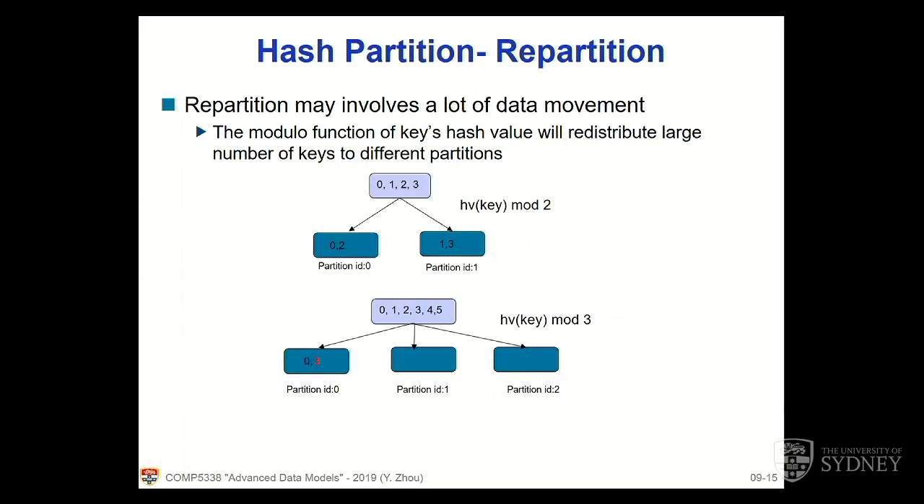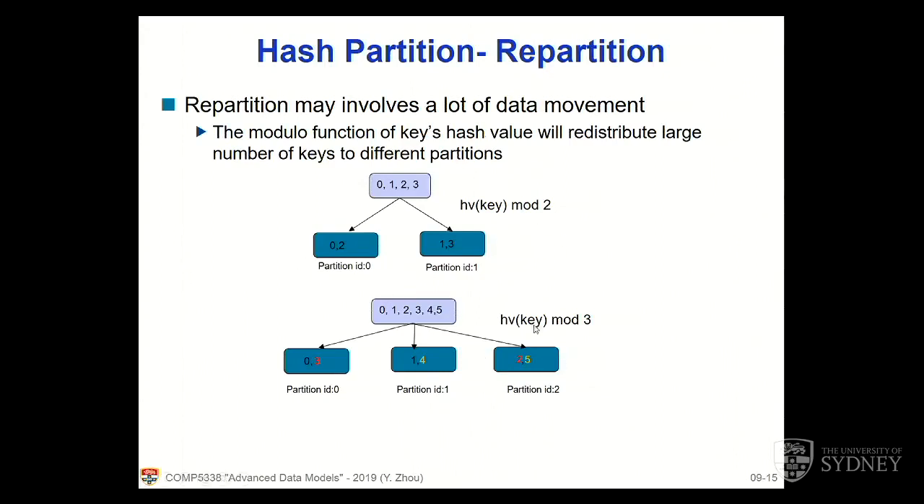And when we mod 3, many of the values will change location. So 0, 3 is here now. So 3 is no longer in 0. And also here is 1, 4. Okay, 1 stays, 4 is the new one, that's all right. Now 2 becomes here, and that's the new one. So half of the data, we originally only have 4 keys, and half of them actually change their partition. So that's a small example. In a large system, you can imagine this kind of repartition will have a very large impact on the system. It involves a lot of data movement.